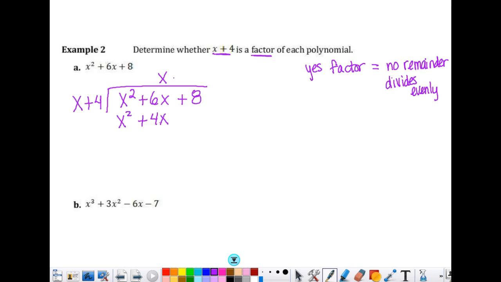What do you think the next step is? Subtract. So you have to be careful here. This is where you have to be the most careful. This is the part I like the least. Okay, so since you're subtracting, you need to change everybody's sign.